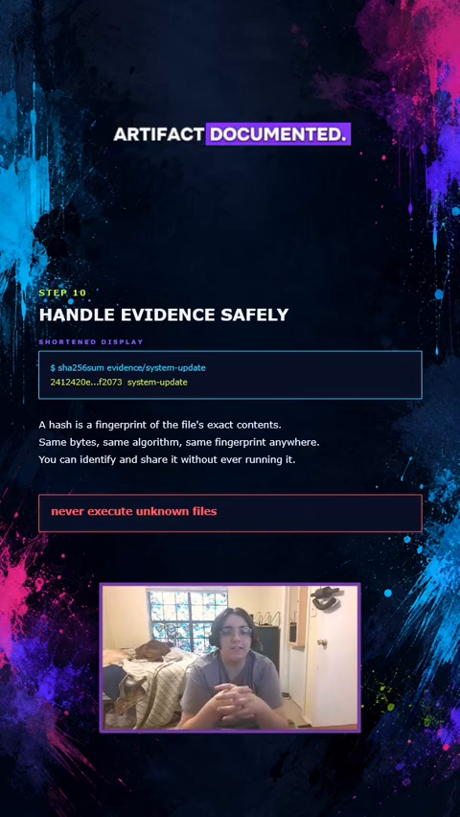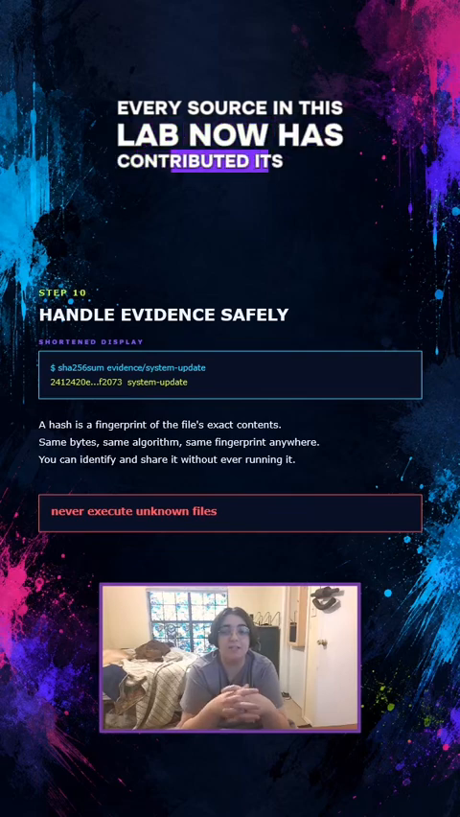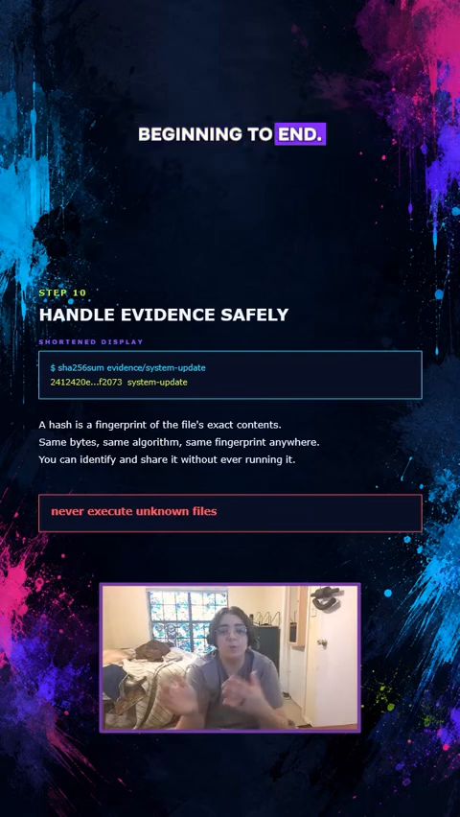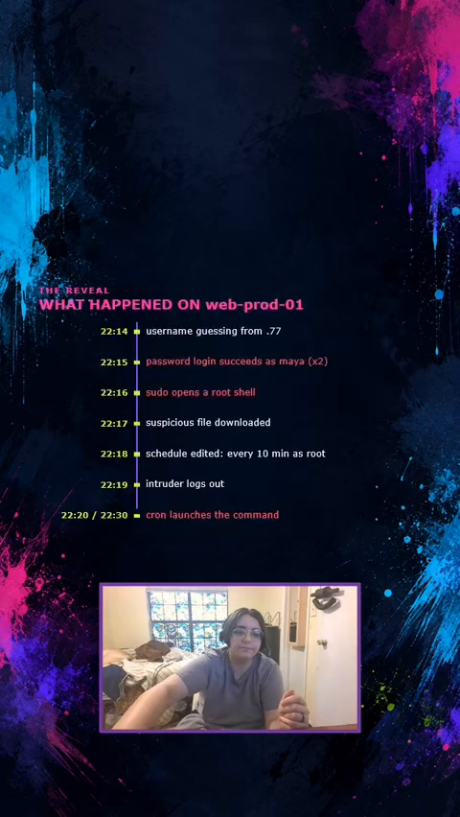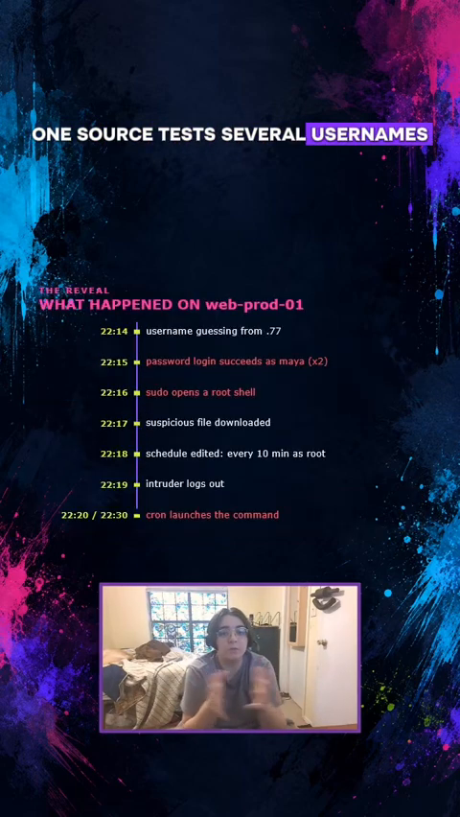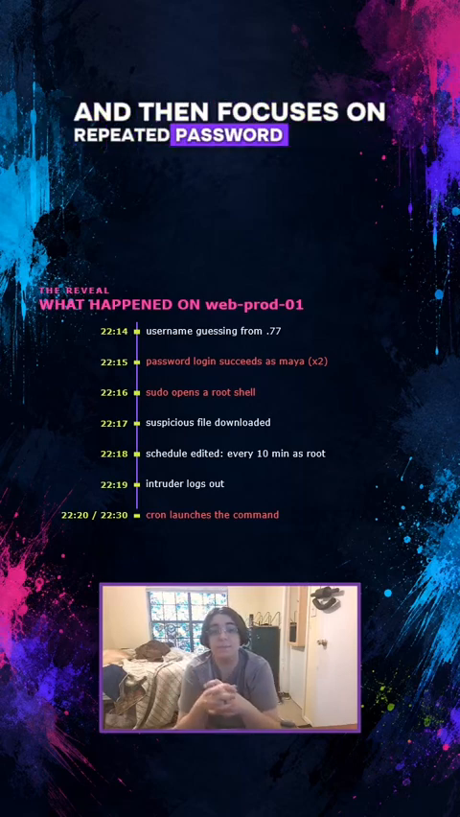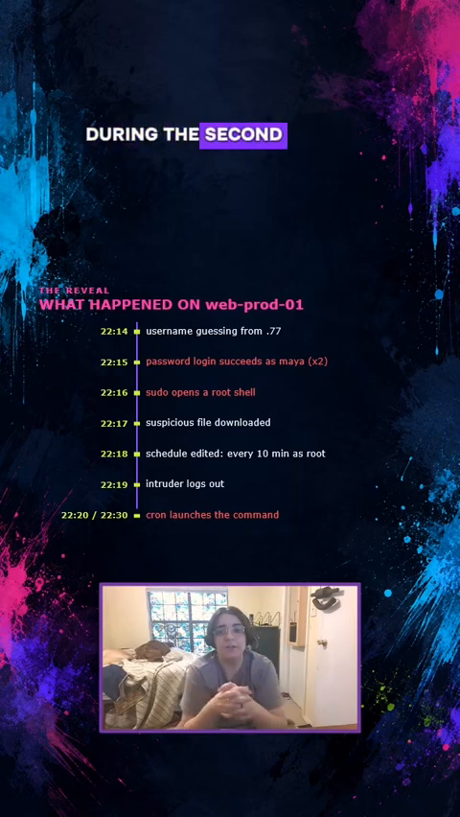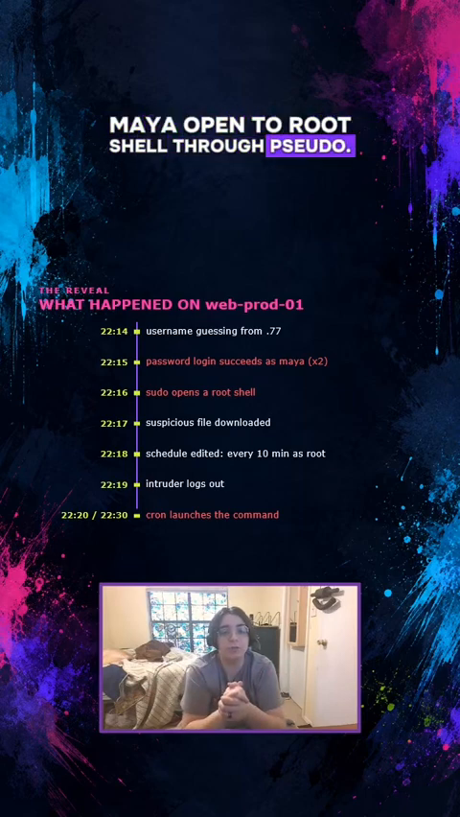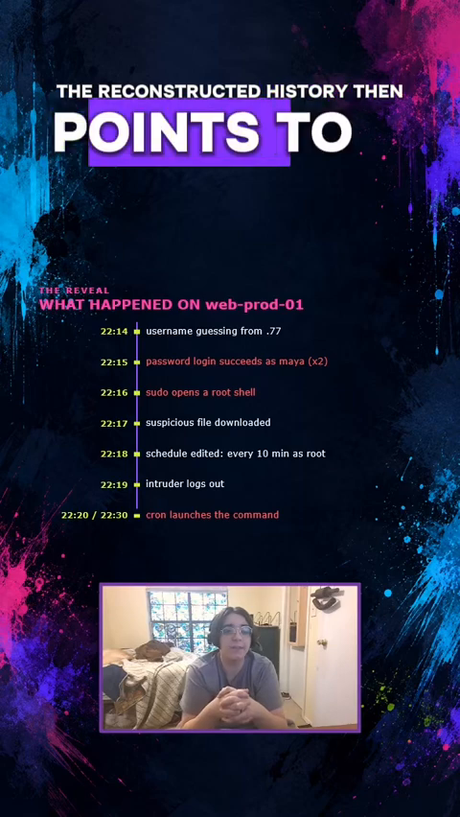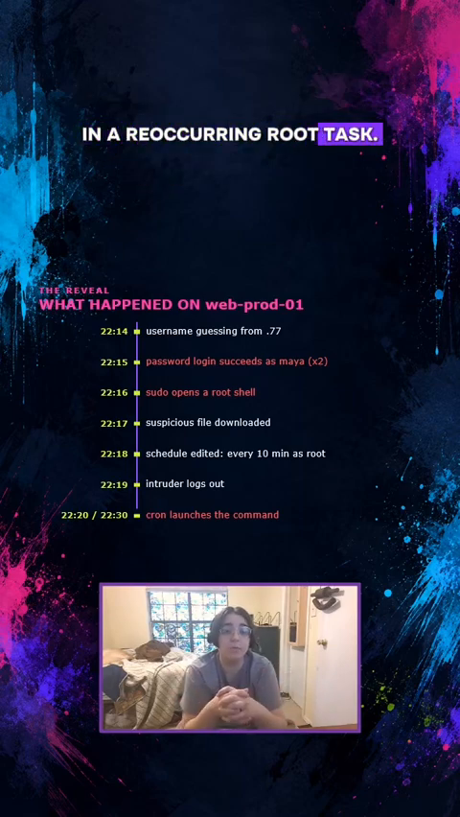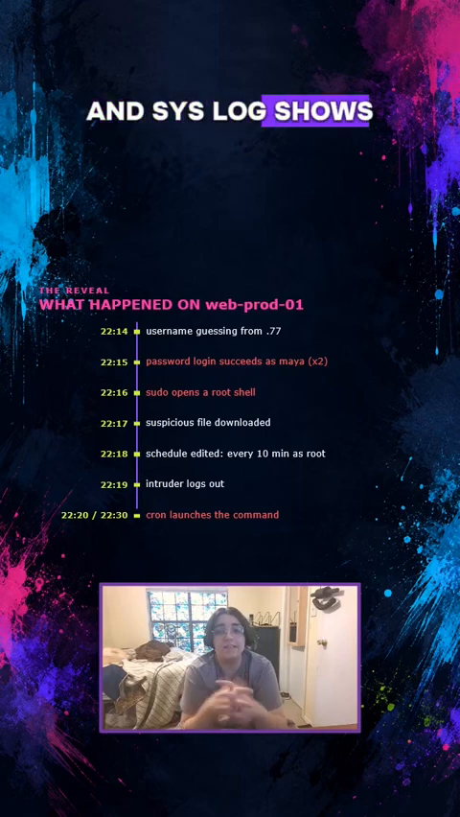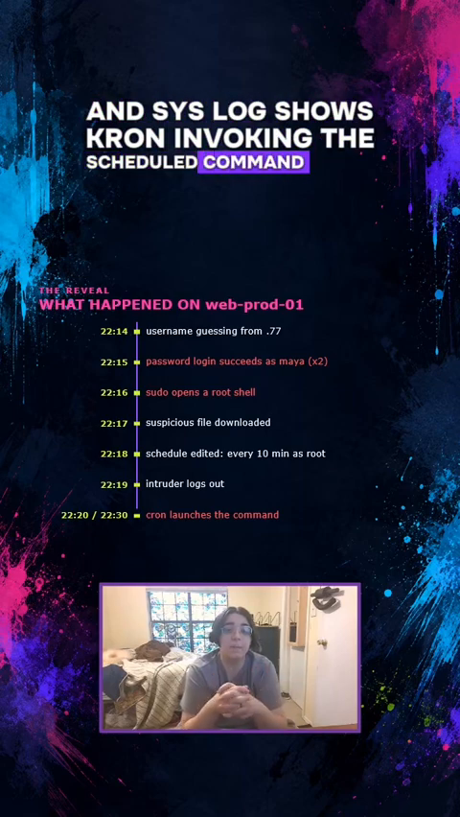With the artifact documented, every source in this lab now has contributed its part. We can finally assemble the full sequence once from beginning to end. One source tests several usernames and then focuses on repeated password attempts on Maya. Two password logins as Maya succeed. During the second session, Maya opens a root shell through sudo. The reconstructed history then points to a download file and a reoccurring root task. The crontab and file timeline support those changes, and syslog shows cron invoking the scheduled command twice.